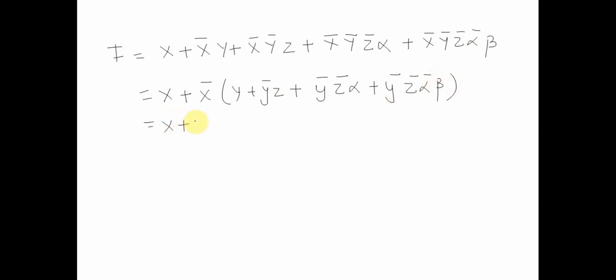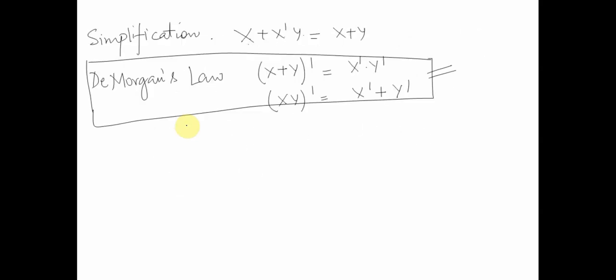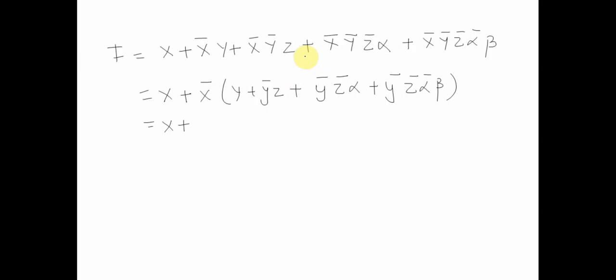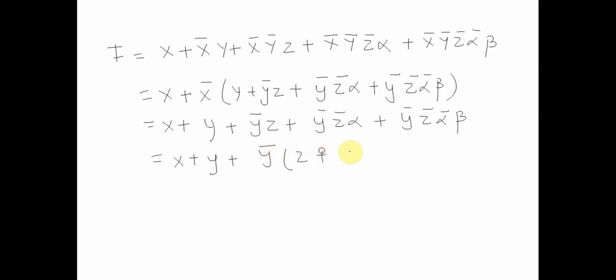Similarly, do you remember the simplification law which we studied over here? X plus x bar y is nothing but x plus y. So this would turn out to be x plus y plus y bar z plus y bar z bar alpha plus y bar z bar alpha bar beta. Now we can take y bar common: x plus y plus y bar times z plus z bar alpha plus z bar alpha bar beta. Again, the simplification law applies.